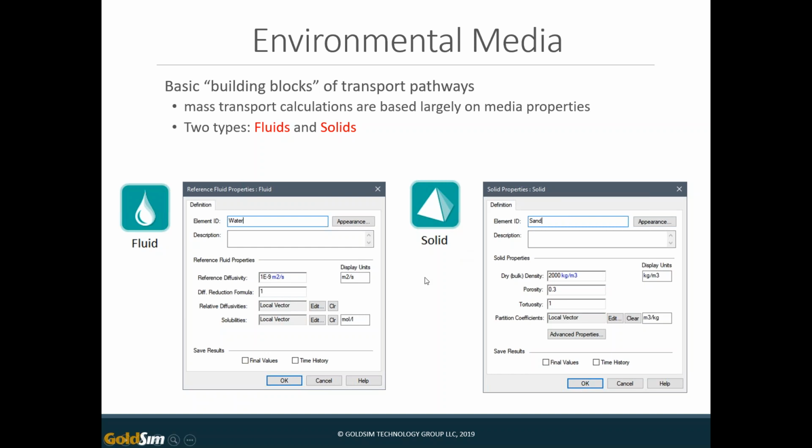For the purpose of this webinar, the one property that we're going to focus on is the solubility, because one of the processes that we can simulate is we can force these species to actually come out of solution, let's say in a treatment tank. And in order to do that, we have to specify some solubilities for those species. So you'll see that here in the example I'm going to do shortly.